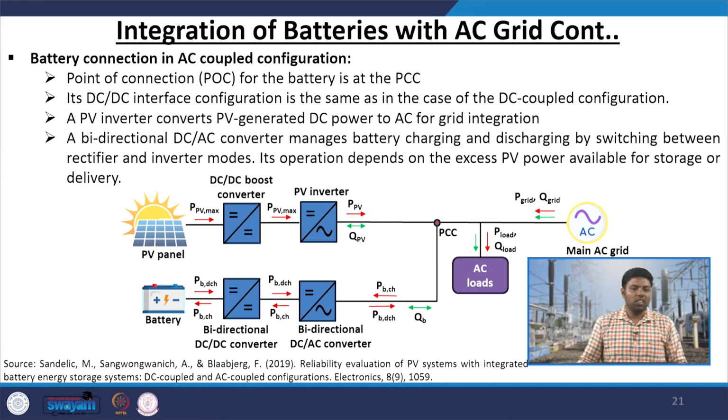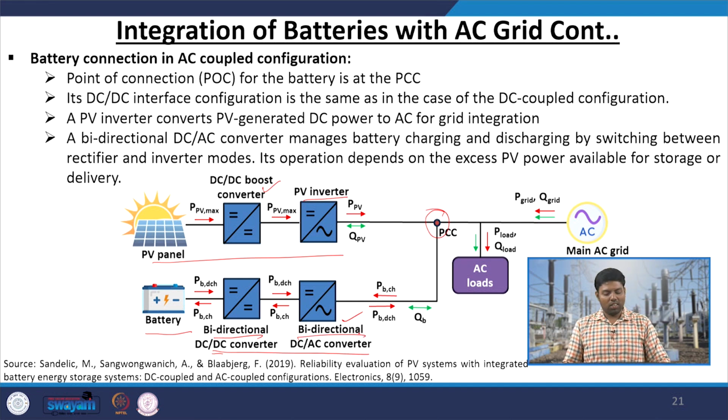The second configuration is the AC coupled configuration, where you connect the battery at the PCC, the point of common coupling. How can you do it? The PV panel will be connected as you have seen before, with a DC-DC converter and a PV inverter, as covered in the PV classes. But for the battery we have a separate arrangement: one bidirectional DC-DC converter and also one bidirectional DC-AC converter. So, in AC coupled operation you have two inverters, and that connection is made at the PCC.